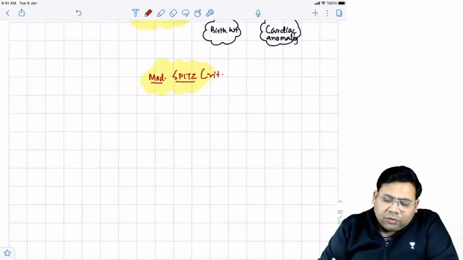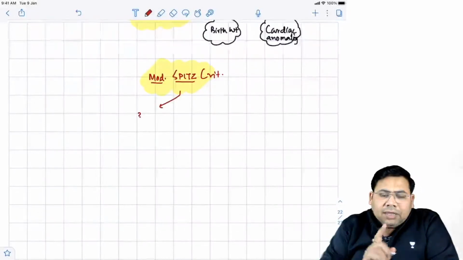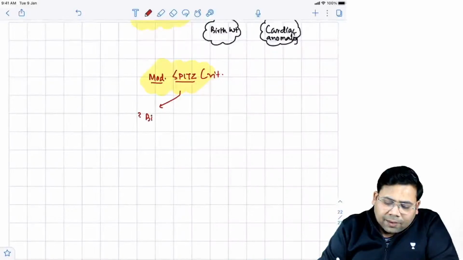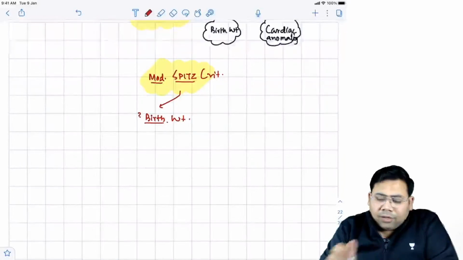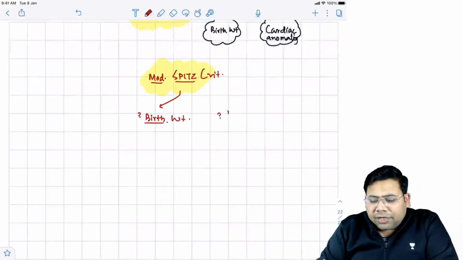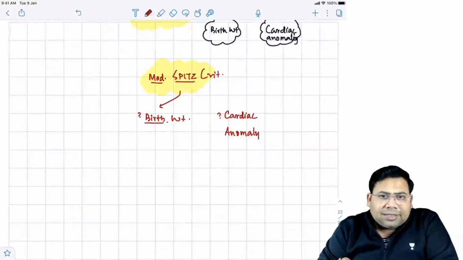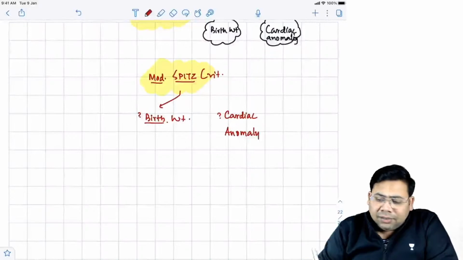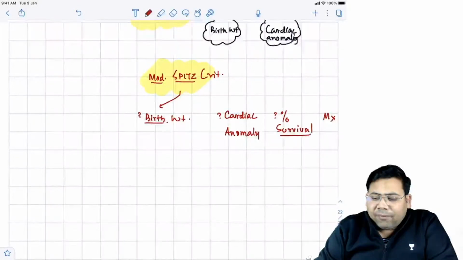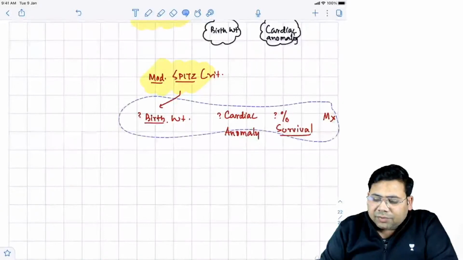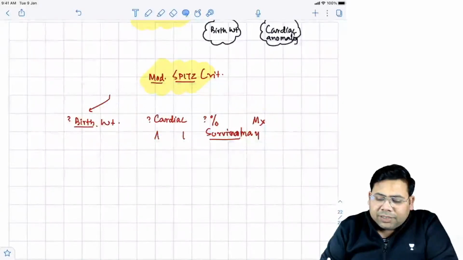What is the modified Spitz criteria, students? In this, you are going to see a lot of things. What are you going to see? The first thing that you see is the birth weight. What else do you see here? Come on. You see the presence or absence of what? Cardiac anomaly. So birth weight, presence or absence of cardiac anomaly. The third thing that you are going to see here, what is that? Yes, the percentage survival, and based upon this you also discuss the management. So let me discuss it for you.